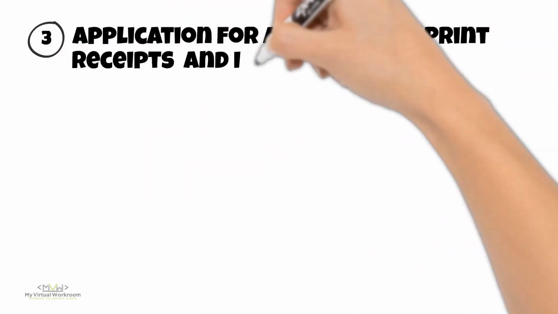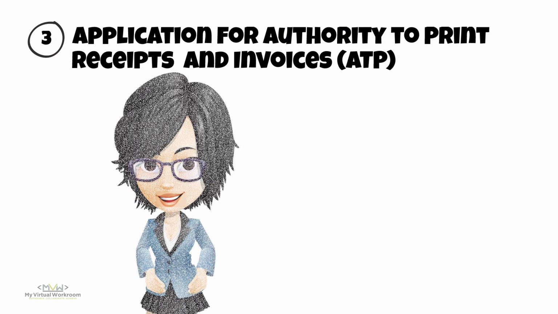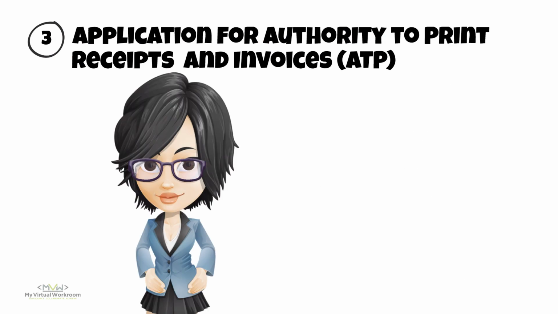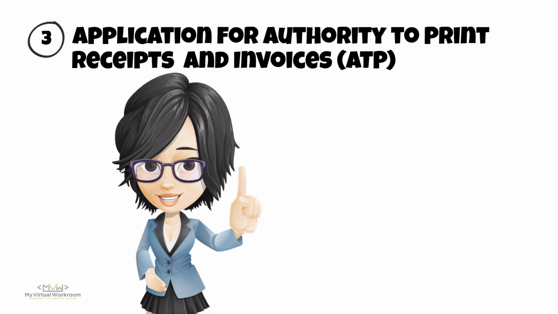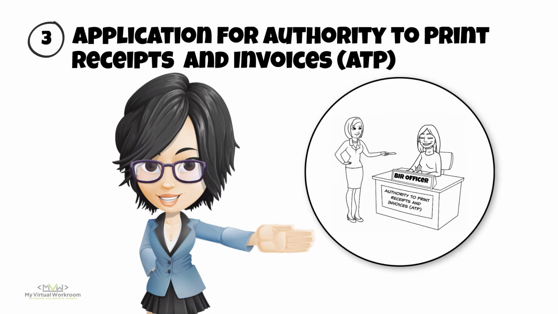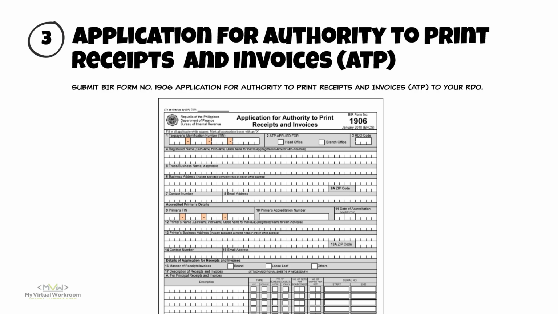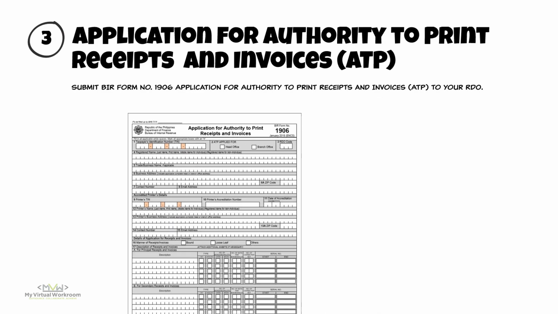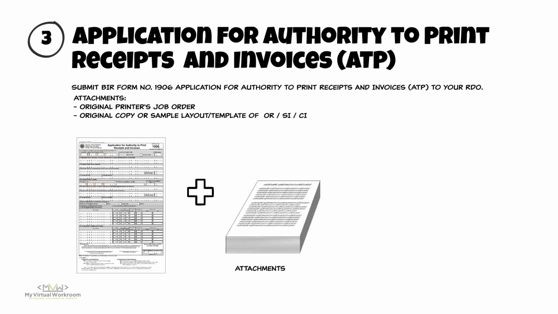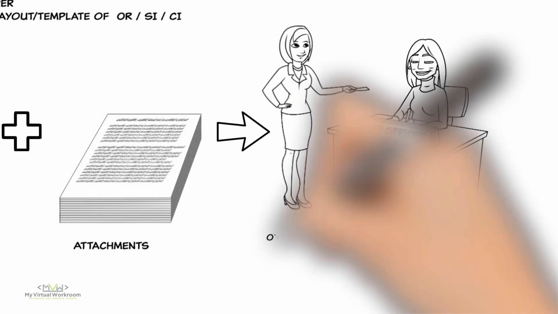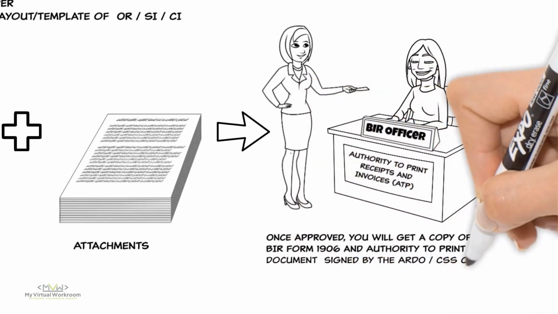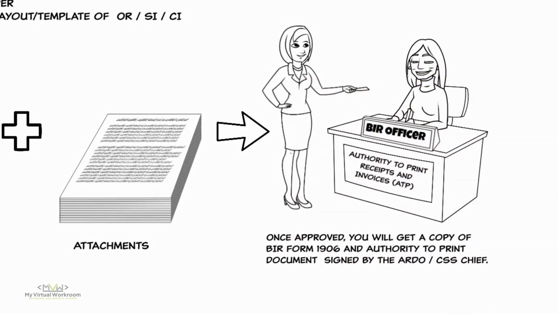The third step is to apply for authority to print receipts and invoices, or ATP. You need to complete this process before any printing companies can print your official receipts. To avoid penalties, you will need to accomplish this process within 30 days from the date of your business registration. You will need to fill out BIR Form 1906, Application for Authority to Print Receipts, attach relevant documents, and submit to your RDO. Once approved, you will get a copy of the form and authority to print signed by the RDO officer.